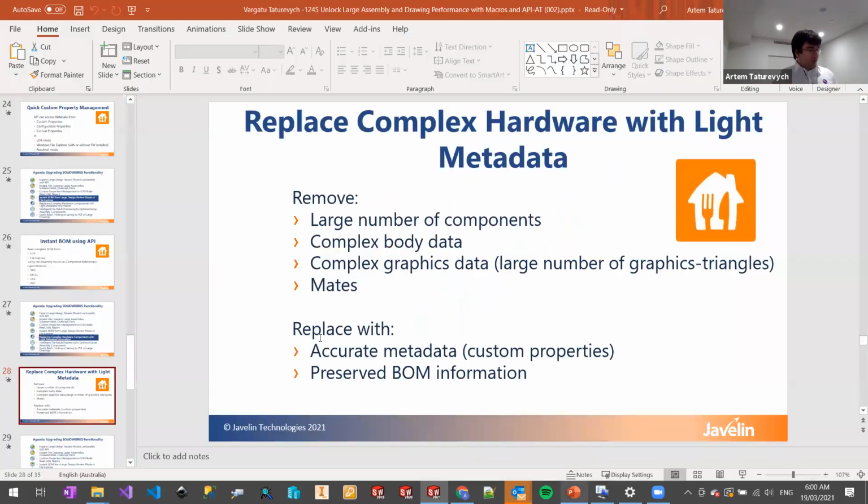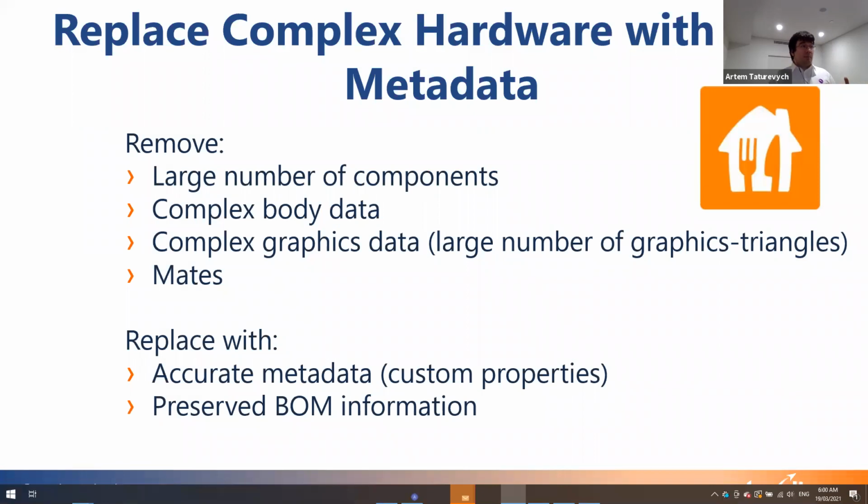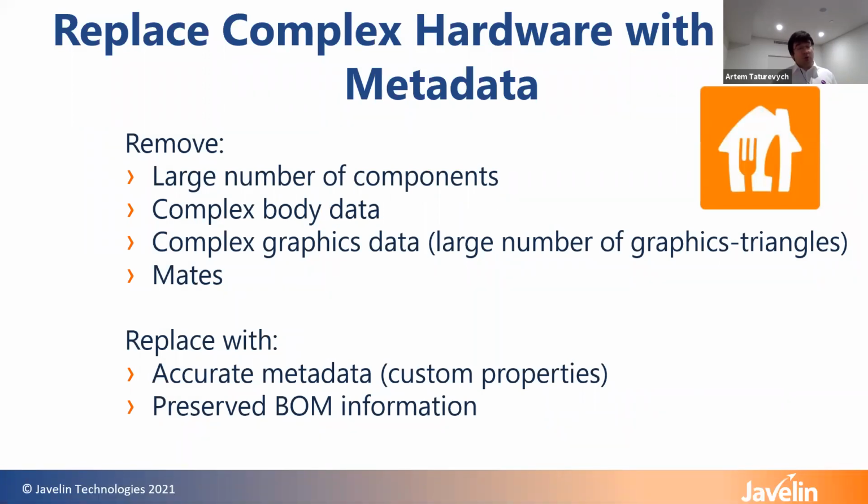All right. So just a quick recap here. What we're showing here is how to replace the hardware with simple metadata, but still preserve your accurate bill of materials, which you can export to different formats, and you can access it from large design review mode, from resolved assembly, or from Windows File Explorer. So now back to you, Alin.